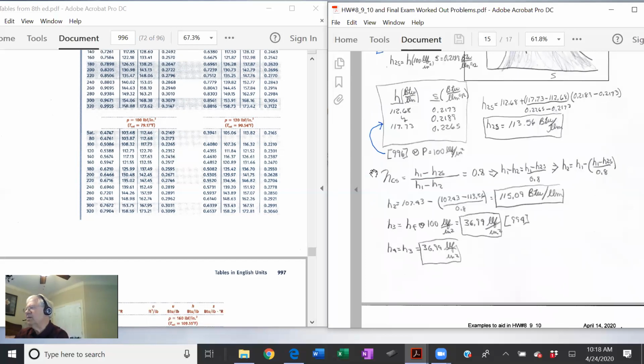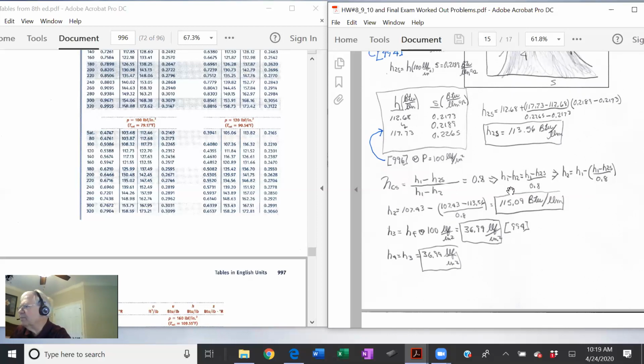Now we can use our isentropic compressor efficiency formula. We know the isentropic compressor efficiency is 0.8. The only unknown in this equation now is H2. So we solve this equation for H2 and we get 115.09. So that's H2. We've got H1, we've got H2S, we've got H2.